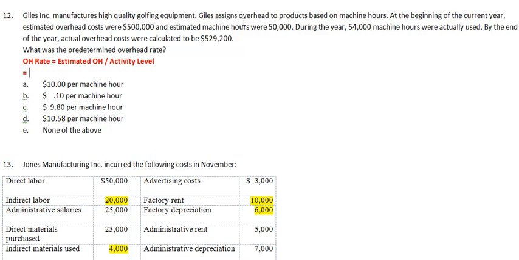So it says we assign overhead based on machine hours. At the beginning of the year, estimated overhead was 500,000. Estimated machine hours was 50,000. So that is going to give you an overhead rate of $10 per machine hour. So your answer on 12 is A.